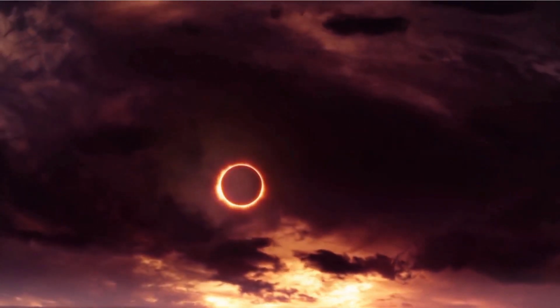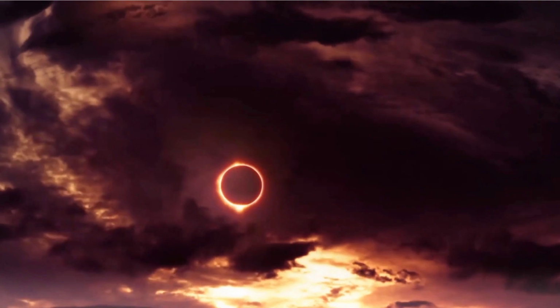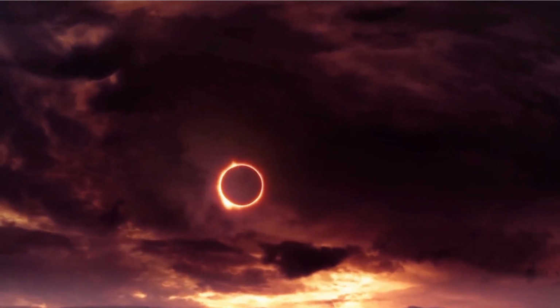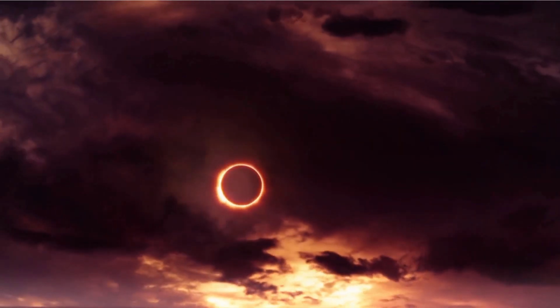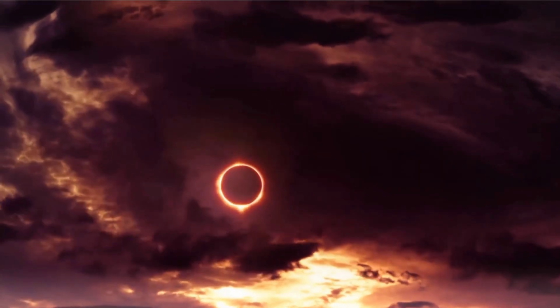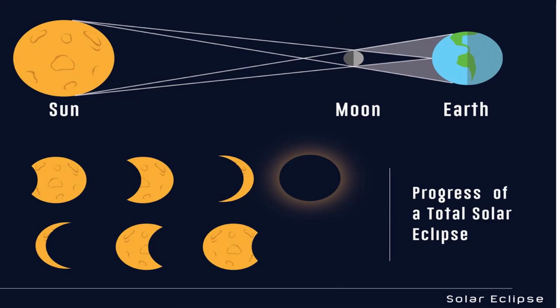Now this is interesting. What can we see here, and what do we call this phenomenon? This is a solar eclipse. The moon has moved in front of the sun and is blocking the light from reaching the Earth. We call this a total solar eclipse. But is this the only type of eclipse?